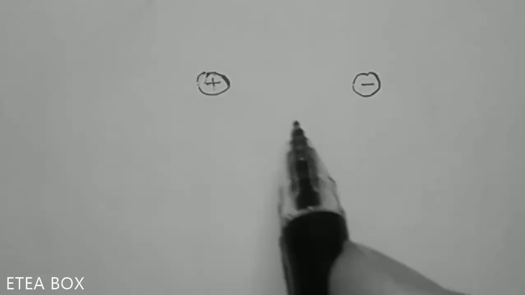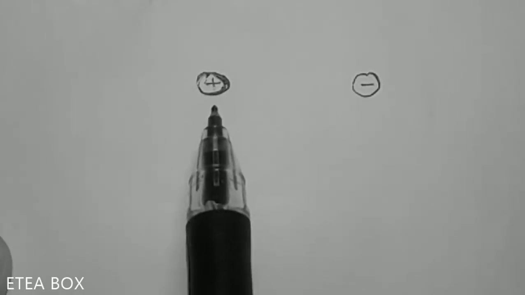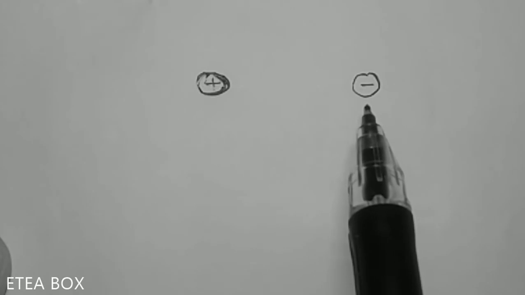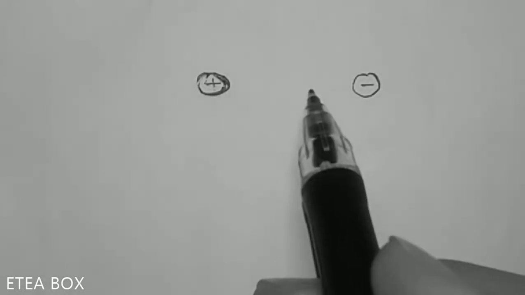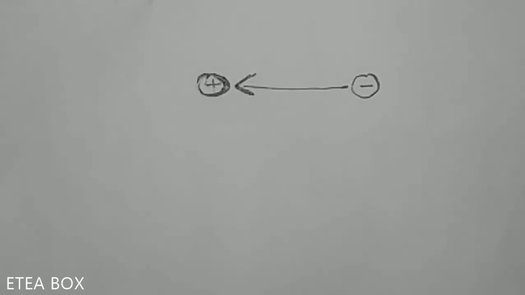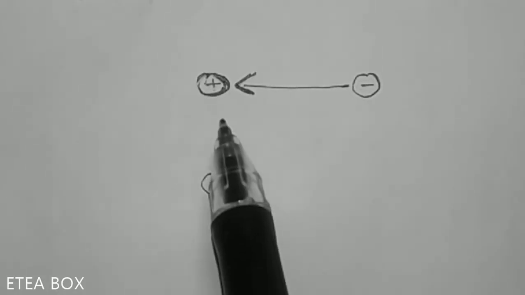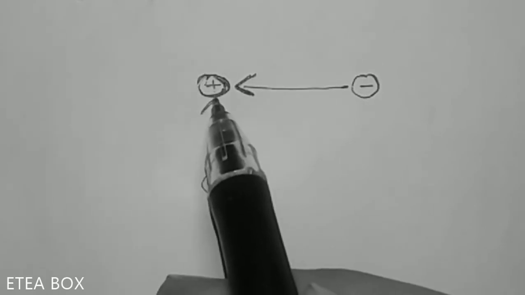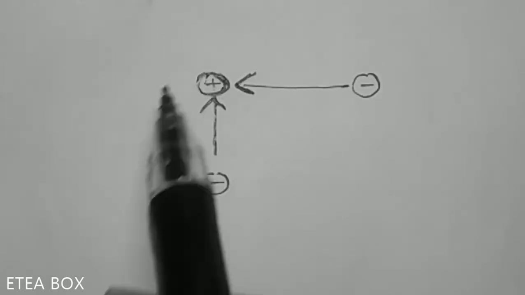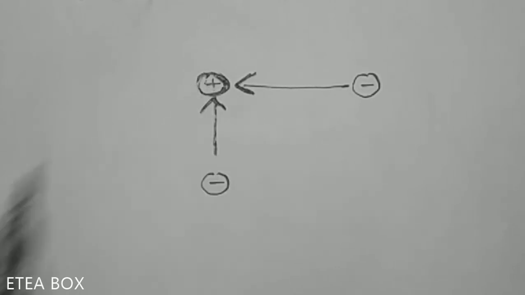Now we have to find the direction of force. Look here. If we consider this one as a source charge, this charge will tend to attract this one, and it will apply the force in that direction. The direction of force will be like this. So if I place another negative charge here, then the direction of force will be like this. Look, it is towards the source charge. In case of attraction, the direction of force is towards the source charge.